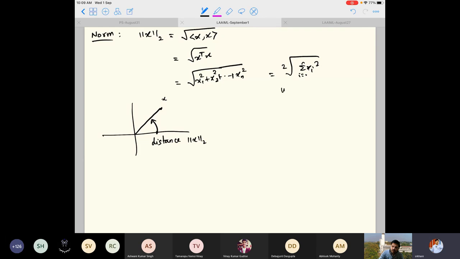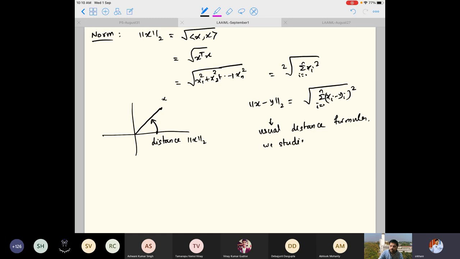Okay, so this norm gives rise to the distance between the vectors x minus y, which is equal to the square root of summation (xi minus yi) square, i from 1 to n, right? And this is the usual distance formula that we have studied in our geometry, the usual distance formula we studied in coordinate geometry.